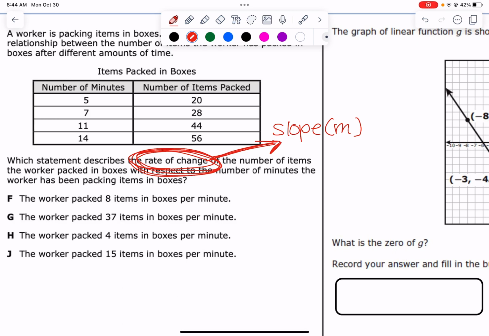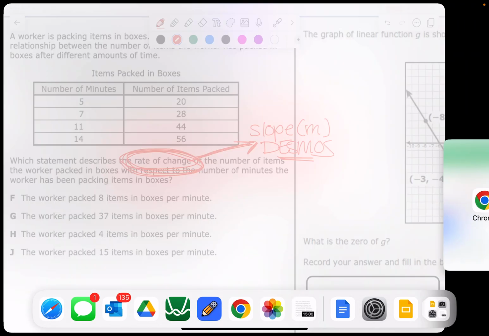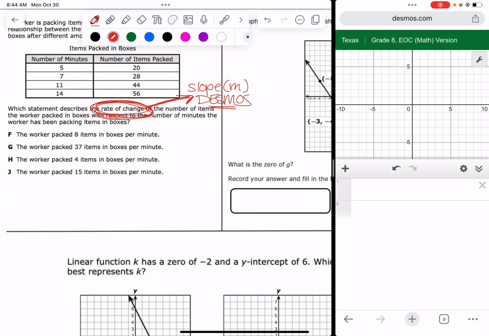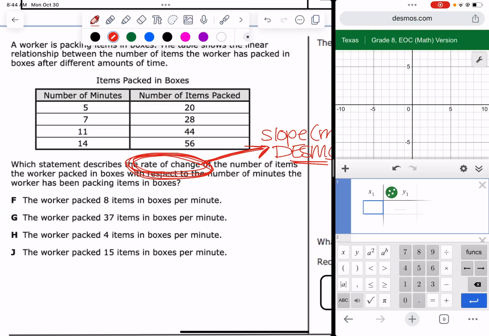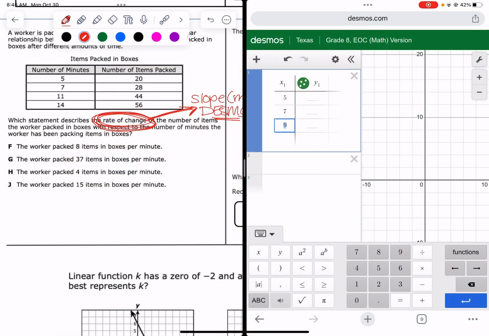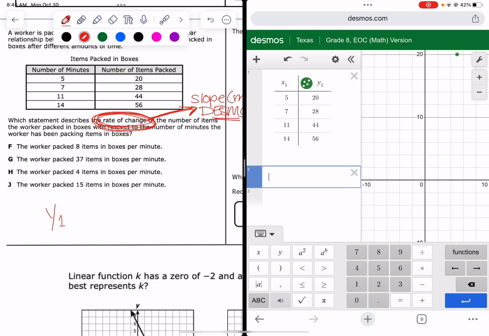So every time we want to get slope, we need to go to Desmos. That's going to be the best thing to use. So if we go to Desmos, we're going to do table. We're going to do 5, enter, 7, enter. Actually, let me make this a little bigger. 5, 7, 11, enter, 14, enter. Then the other side, 20, 28, 44, 56. Now we're going to type that most important equation, y1 squiggly line mx1 plus b.